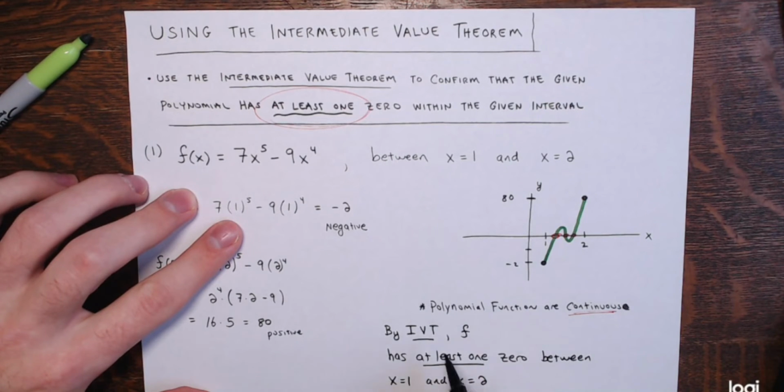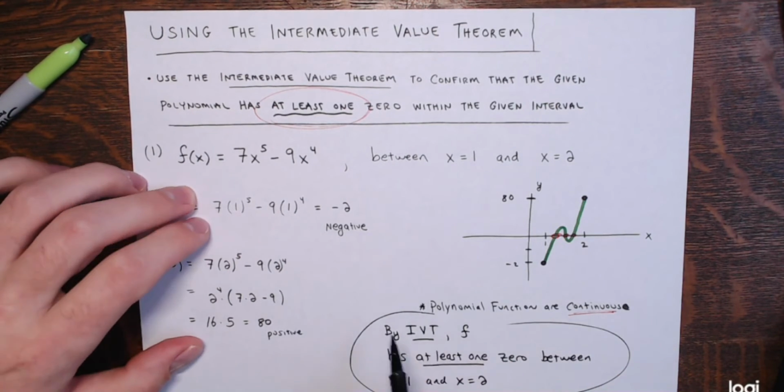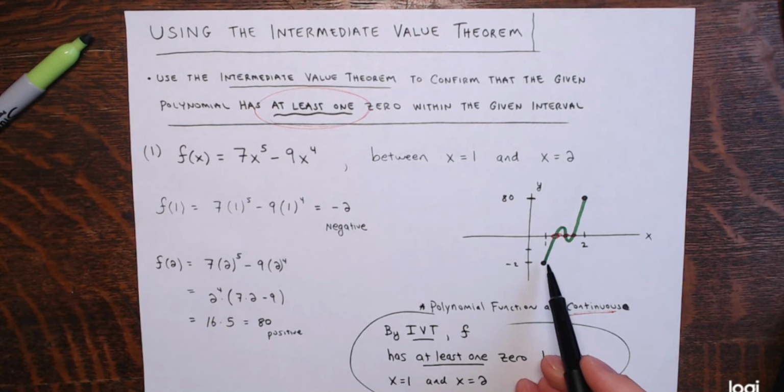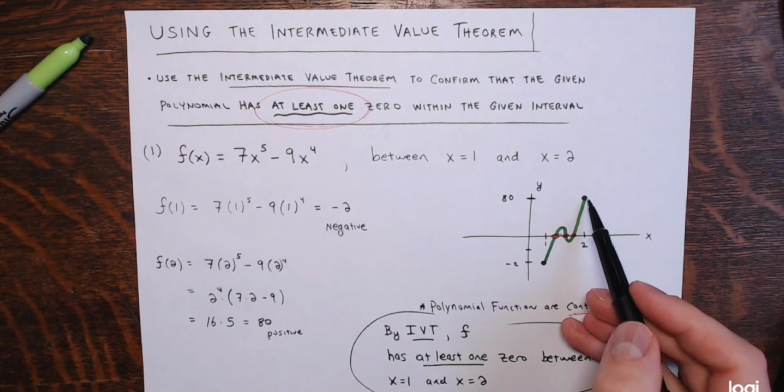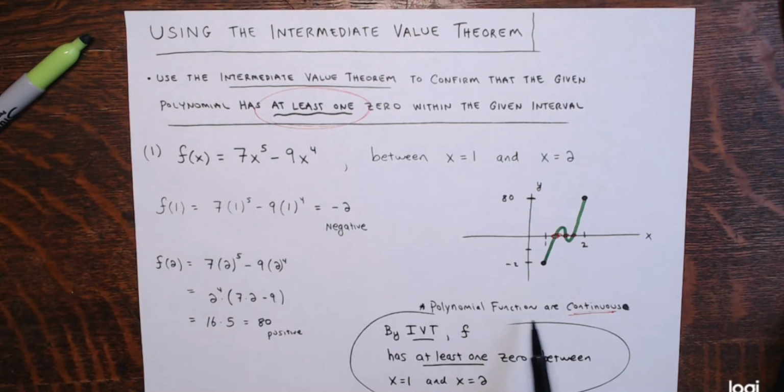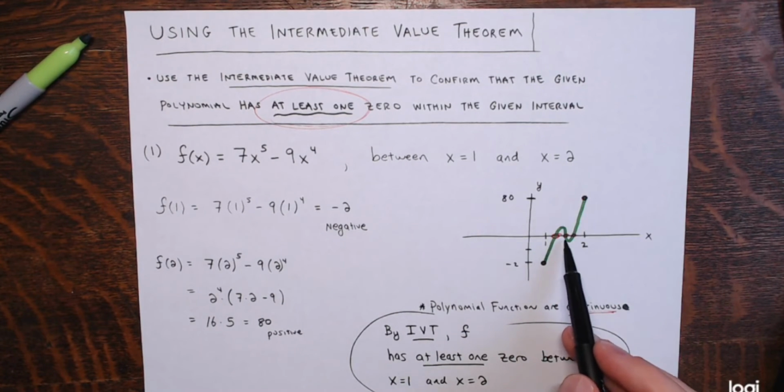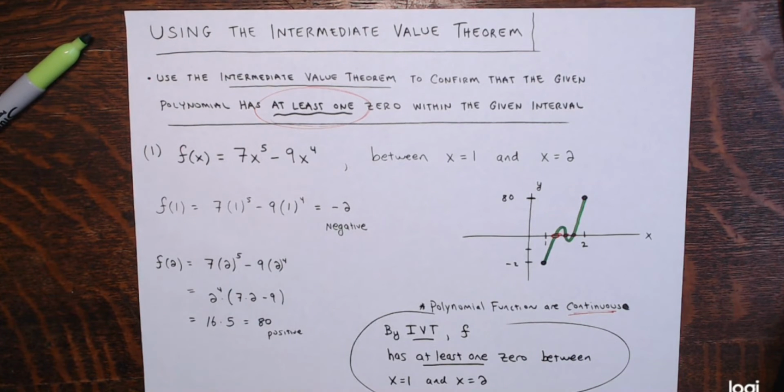And we verified that because at x equals 1 you have a negative output, at x equals 2 you have a positive output, and a polynomial function is continuous everywhere, so there's got to be some point between these two that hits the x-axis. There's got to be. I hope that makes sense. And that's all we're doing here.